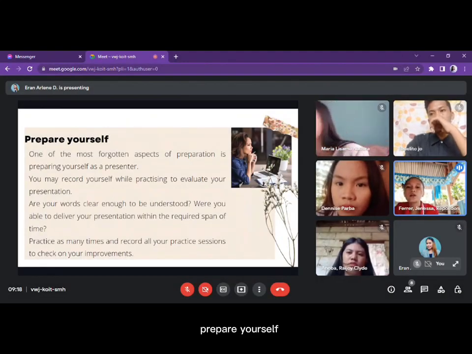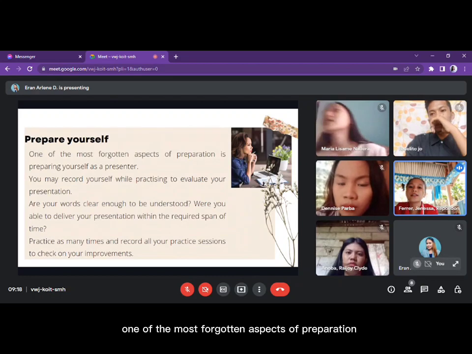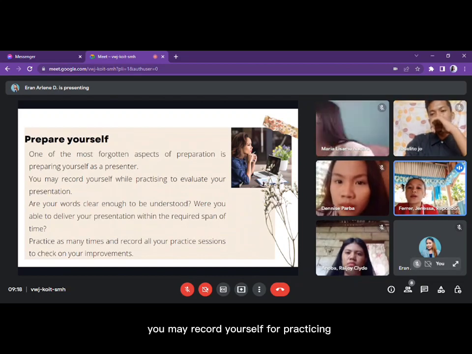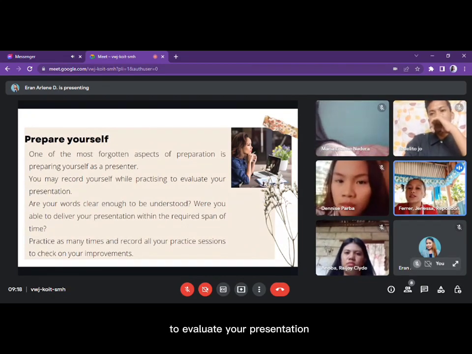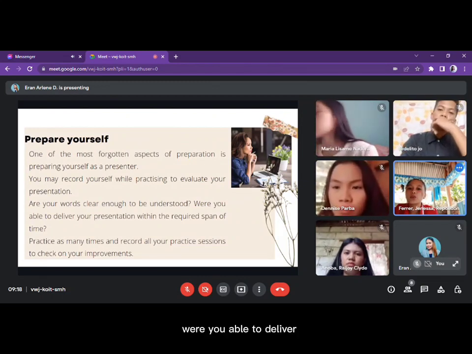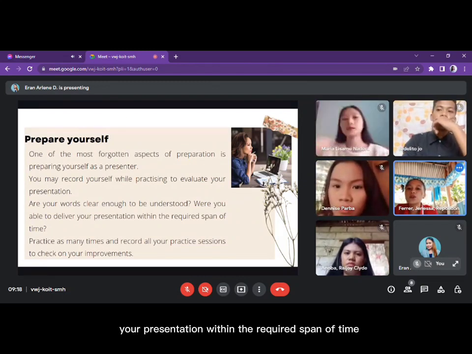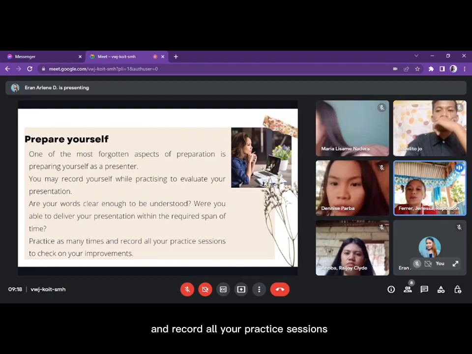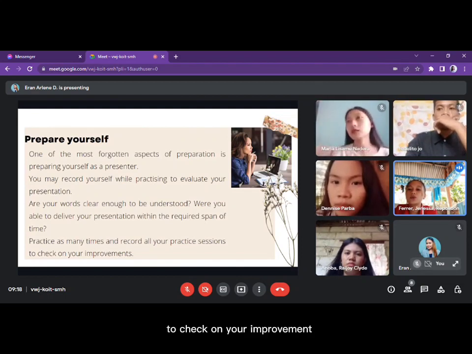Prepare yourself. One of the most forgotten aspects of preparation is preparing yourself as a presenter. You may record yourself for practicing to evaluate your presentation. Are your words clear enough to be understood? Were you able to deliver your presentation within the required span of time? Practice as many times and record all your practice sessions to check on your improvements.